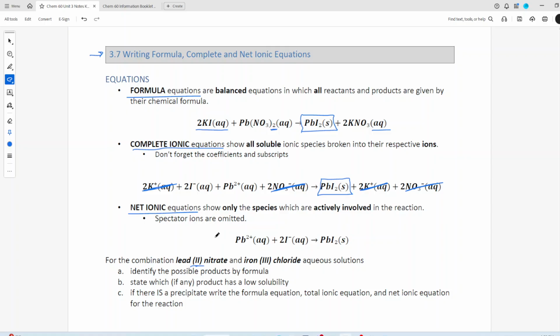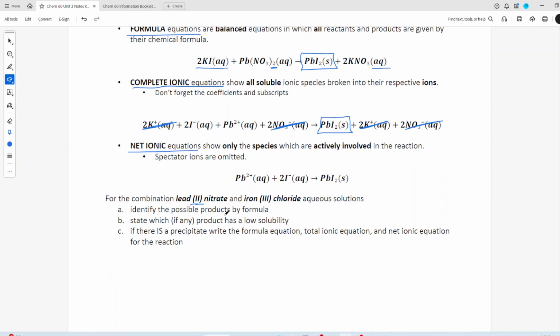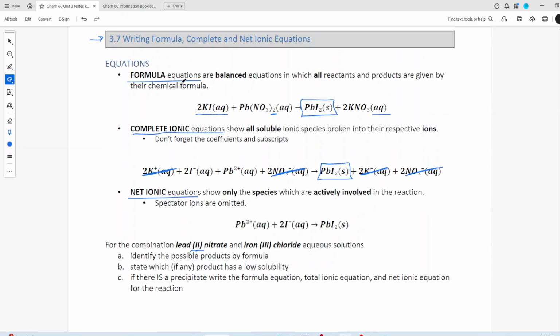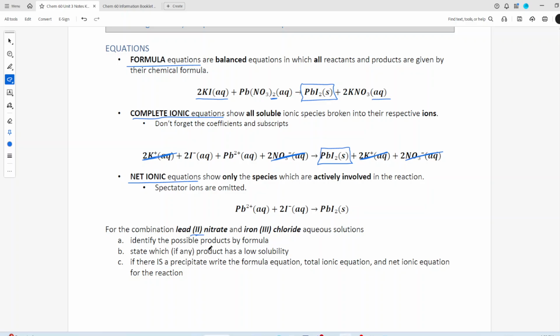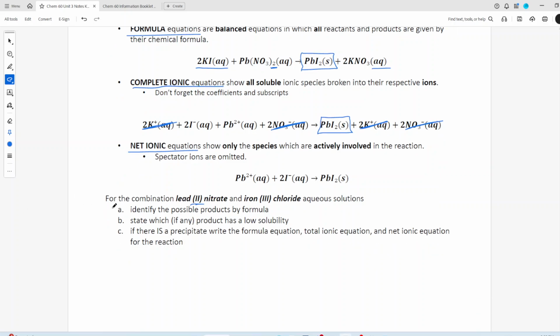Okay, so for the combination of lead nitrate and iron(III) chloride, we want to identify the possible products by formula. So we're going to write the formula equation. Then we're going to state which, if any, of the products has low solubility, so we're going to put in their states. And then if there is a precipitate, we're going to write the formula equation, the total ionic equation, and the net ionic just for practice. So I'll do A, B, and C all together for the first part.